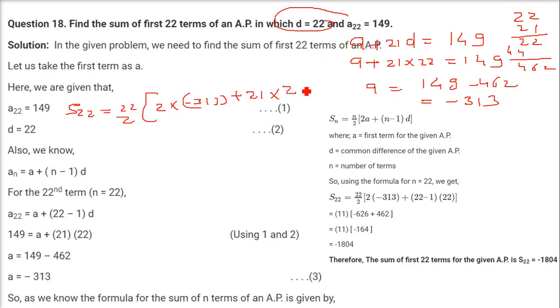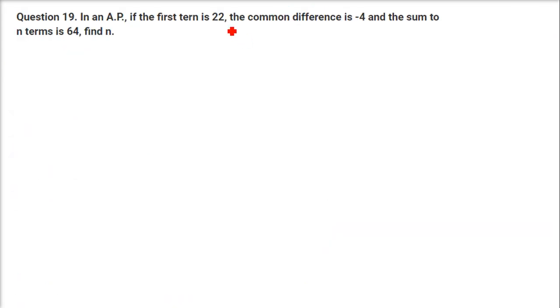And D is what? 22. This is going to be 11. So this is going to be minus 1804. This is the solution in front of you. It is minus 1804.